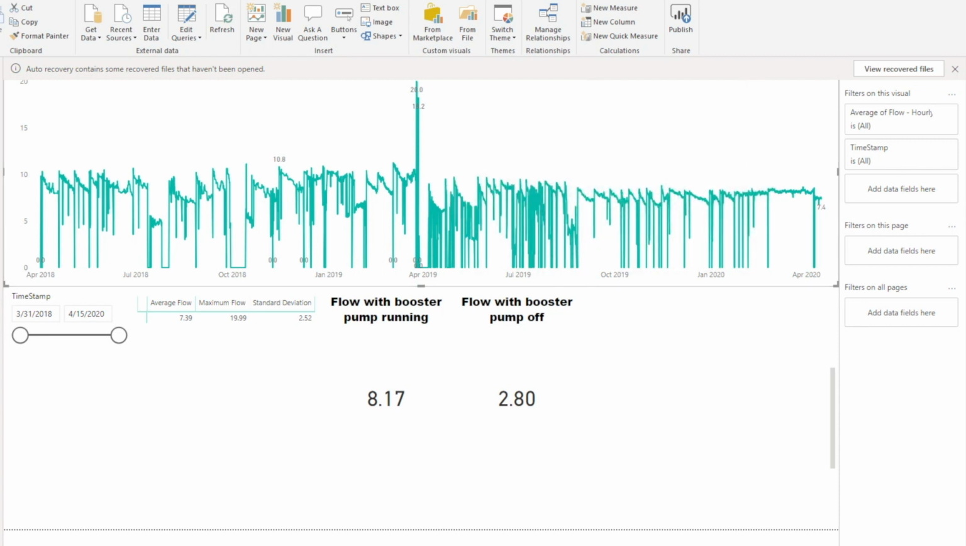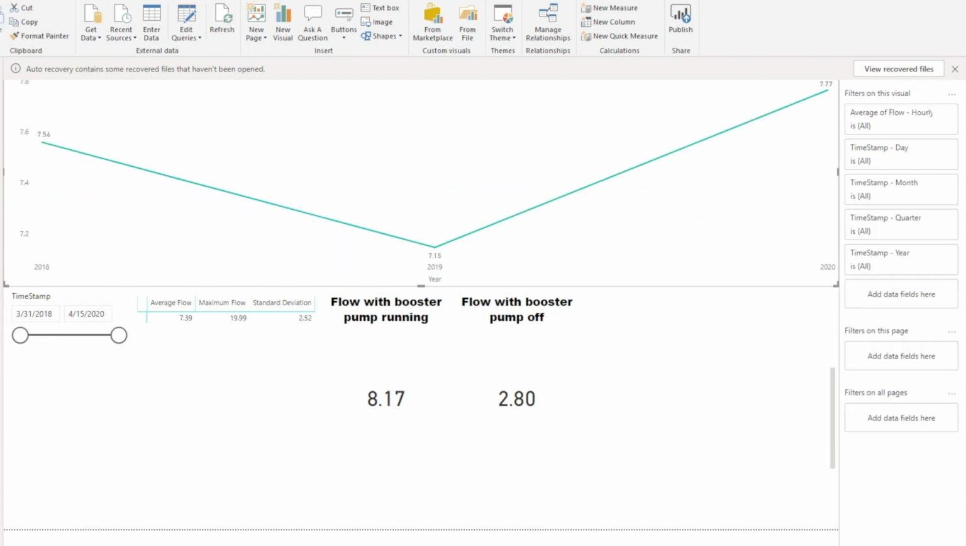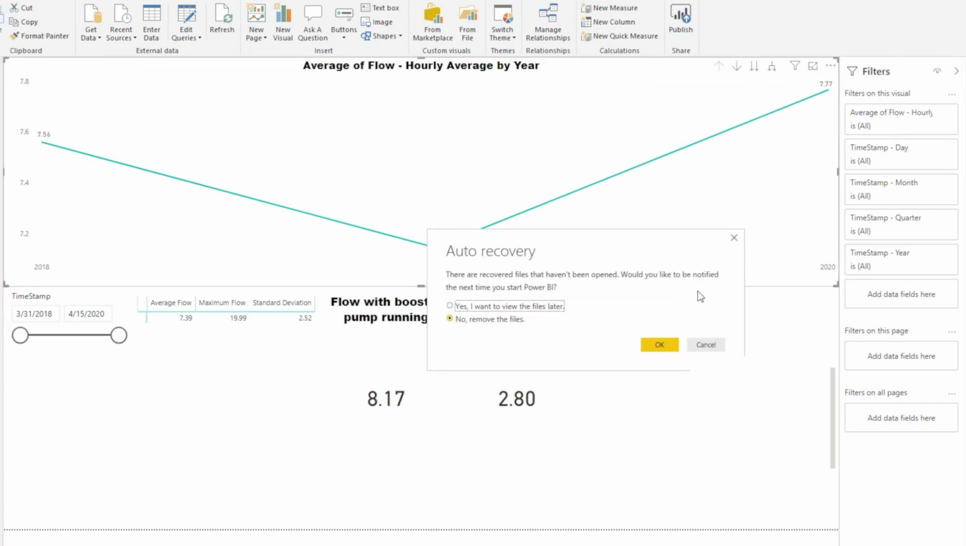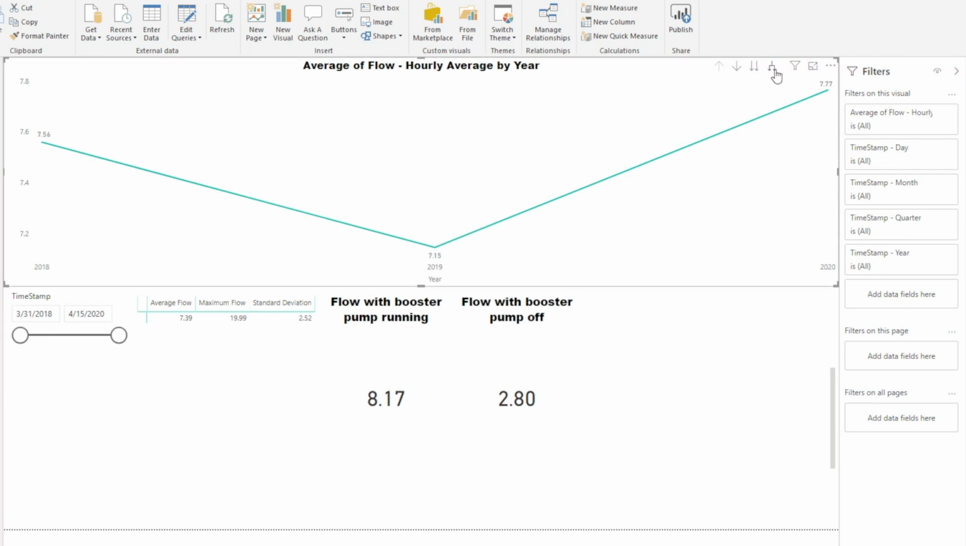So if I go back here and I go back to this date hierarchy, I want to show you how this looks. It doesn't look the same as it did, right? What this has done is taken all those hourly averages and rolled them up to a year value. So in other words, this is the average of all the averages for 2018, 2019, and whatever we have into 2020, the 4.5 months into 2020. But now if I want to start drilling down further into this, let me get rid of this view recovered files thing. I can actually use this expand down one level in the hierarchy, drill down.